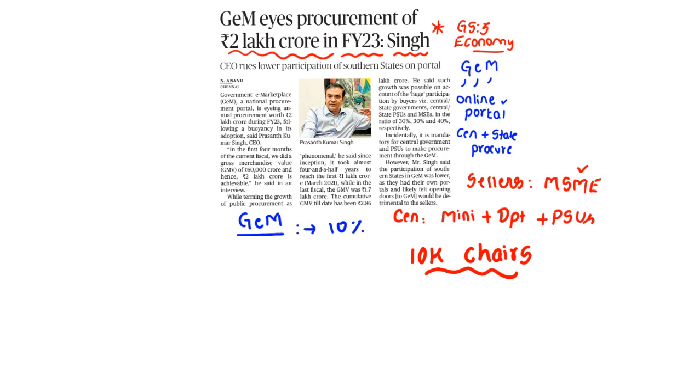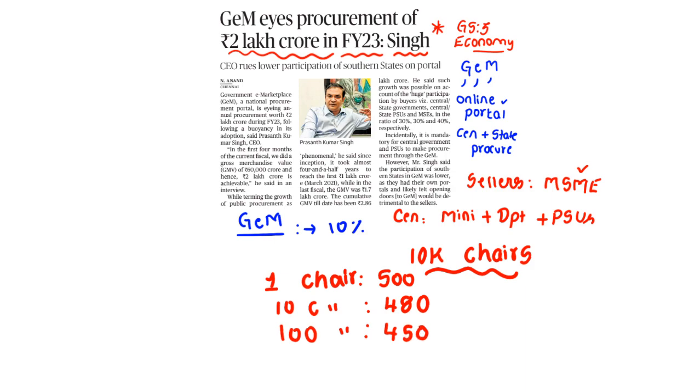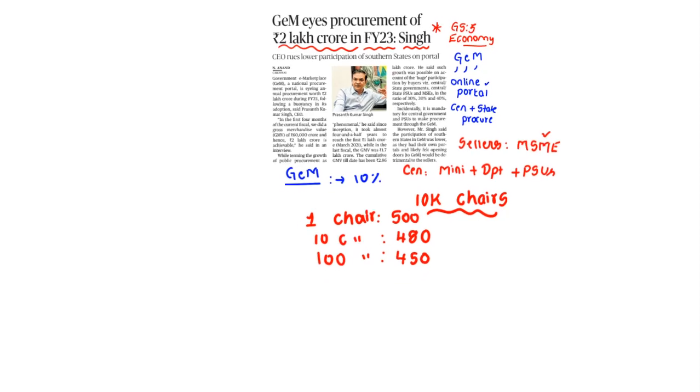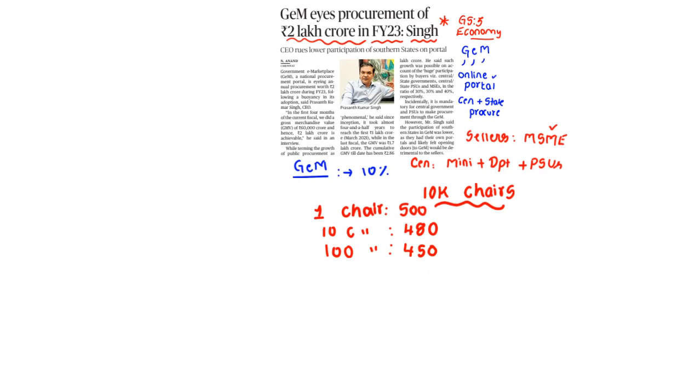For everything, these chairs are required. For example, if you want one chair, the shopkeeper might take 500 rupees from you. If you want 10 chairs, he might give a discount and sell for 480. If you want 100 chairs, he might give more of a difference and sell you at the price of 450. Why is he able to reduce his price? Because you are making bulk purchases.